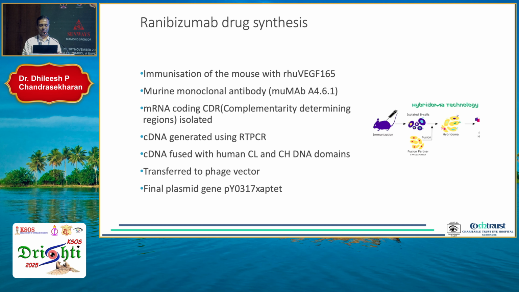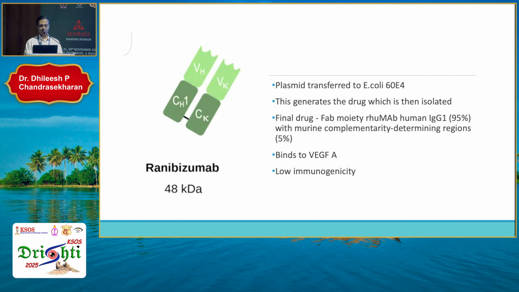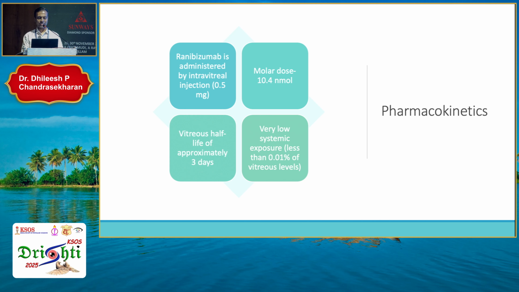is generated using RT-PCR, and then it is transferred to a phage vector, and finally this is synthesized using E. coli. E. coli bacteria is what generates the final drug. So the final drug will have 95% human component and 5% murine component. So that makes it a humanized antibody. So it binds to VEGF-A, and because of its 95% human component, it has very low immunogenicity.